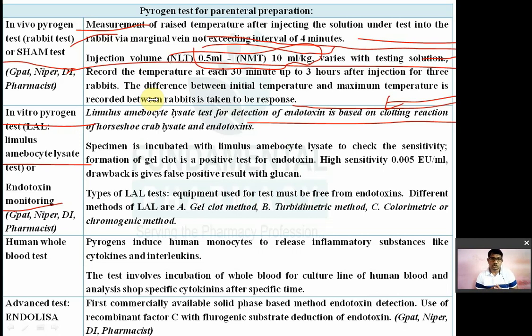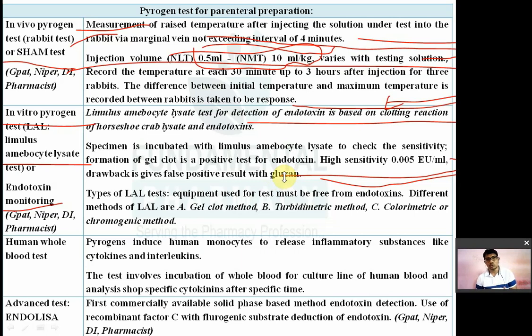Okay, so the specimen along with your sample is incubated with the Limulus Amoebocyte Lysate to check the sensitivity. Okay, formation of a gel clot is a positive test for endotoxin. मतलब यहाँ पे ये horseshoe crab का जो limulus amoebocyte lysate है, इसको लेना है, उसमें आपका सैंपल डालना है और चेक करना है whether there is a clotting or not.